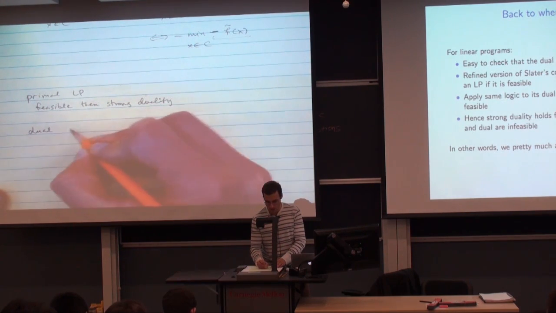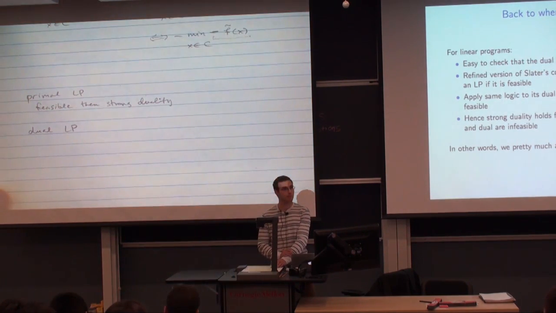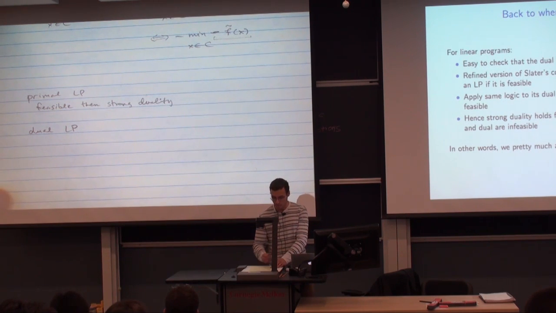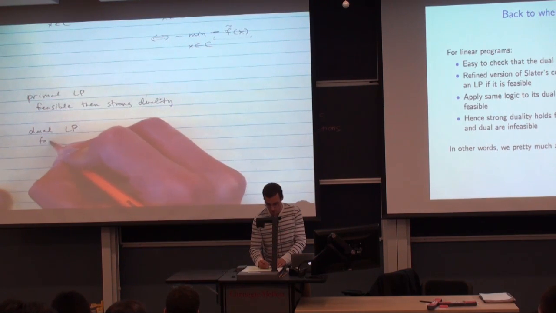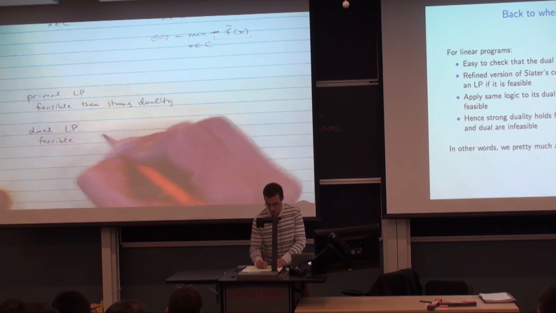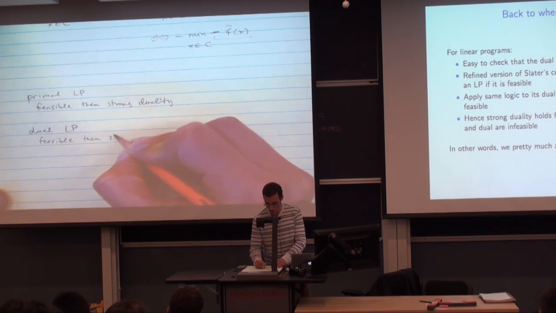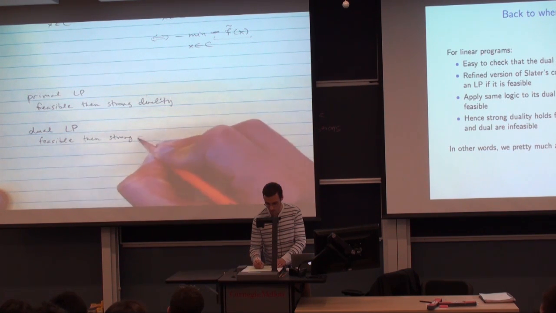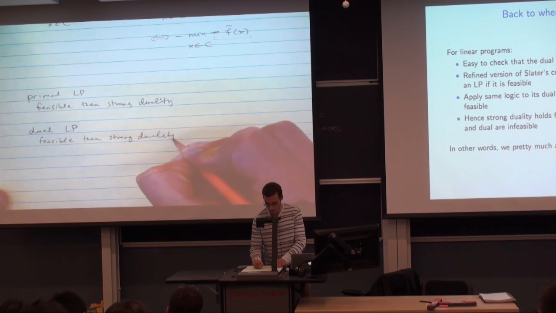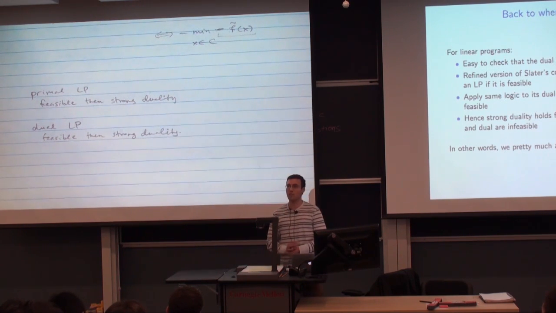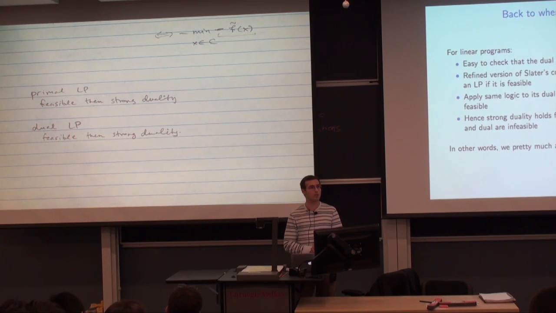If I go and I apply the same result to the dual, right, then I also have the result that if it's feasible, then we get strong duality. Right, so even if the primal was infeasible, but the dual was feasible, we still get strong duality. So that means that the only time that can happen that we don't get strong duality for a particular LP is if both the primal and the dual problems are infeasible.